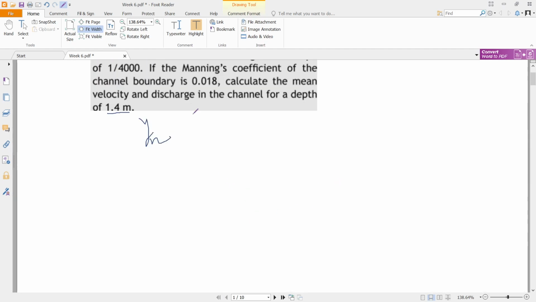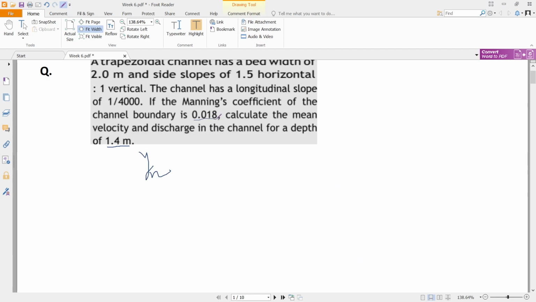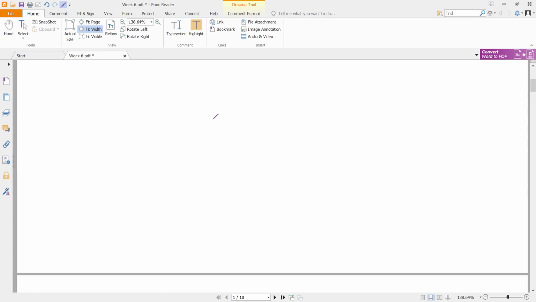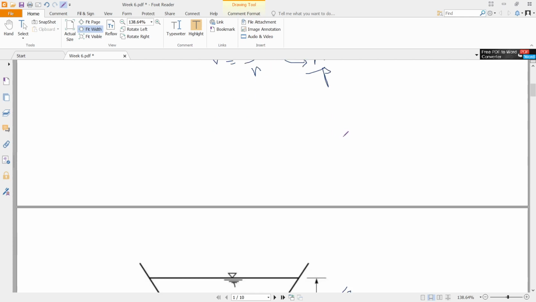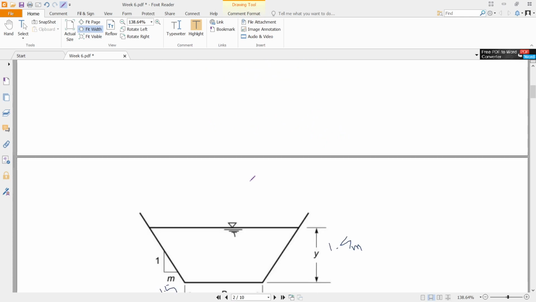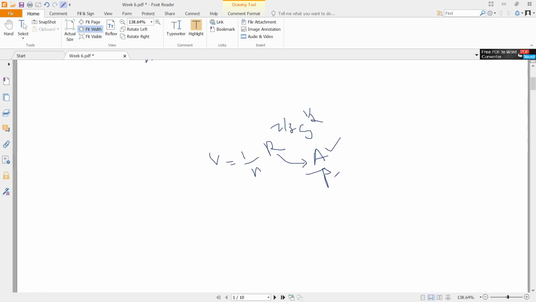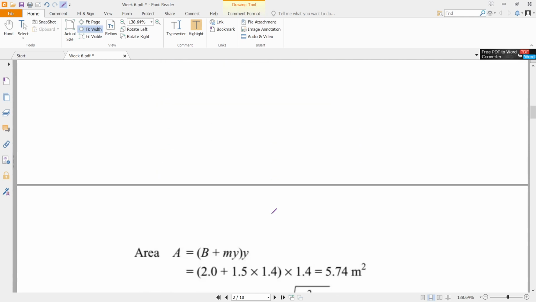Since Manning's roughness coefficient is given to us, whose value is 0.018, we need to use Manning's equation. So what is Manning's equation? V is equal to 1 by n R to the power of 2 by 3 S to the power of half. And what is this R here? This R is the ratio of wetted area by wetted perimeter. So first of all, for this trapezoidal section, based on its geometry, we need to determine the wetted area and the wetted perimeter. So let us look at the solution.